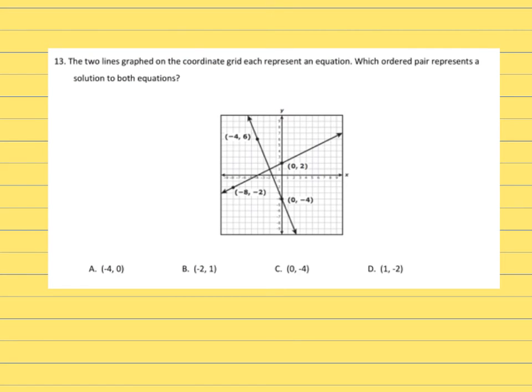The last question we're going to look at, number 13, it says, the two lines graphed on the coordinate grid each represent an equation. So we've already graphed lines. So this would be one equation, this would be one equation. Which ordered pair represents a solution to both equations? And we haven't done this in class yet, but basically what this means when it says which ordered pair represents a solution to both equations, this just simply wants to know where do they intersect.